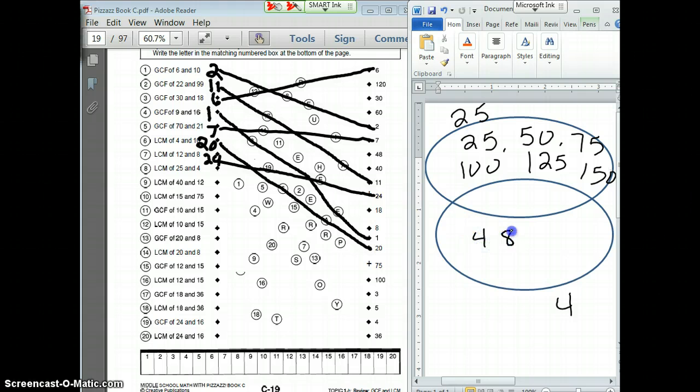4, 8, 12, 16, 24. I'm kind of skipping around again, aren't I? 20. Did I get 6? I missed 20. That's what I missed. 24. 28, 32. Boy, we're going to be going a while. 32, 36, and 40.